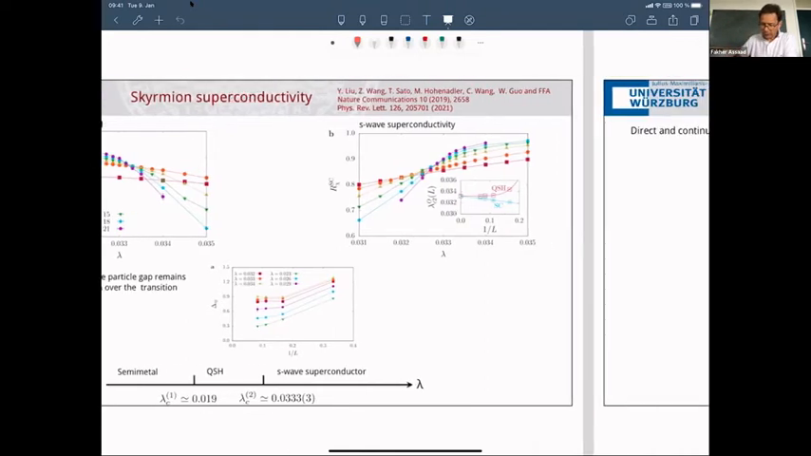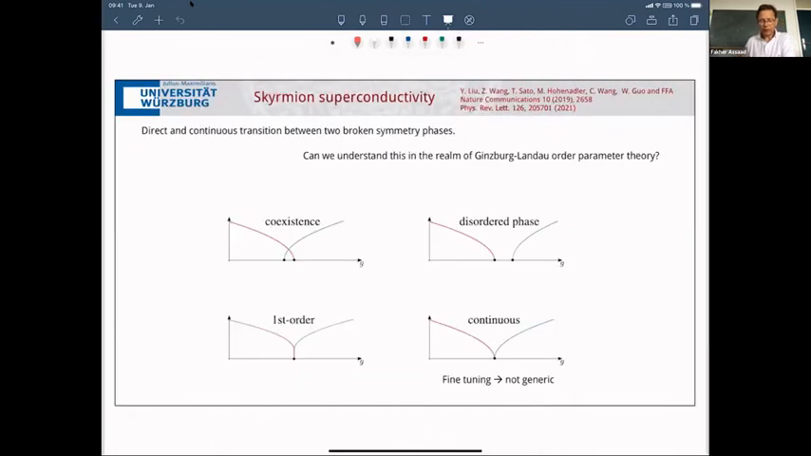Good, so of course, both transitions are not mean field transitions, right? If you do mean field, then you have two different orders, you will get coexistence, first order, some intermediate phase, or some very fine tuning, which we don't want to think about. Which we can check actually, because we can change the imaginary time discretization in our simulations. If it were fine tuning, then even the imaginary time discretization would do something, and we haven't noticed.